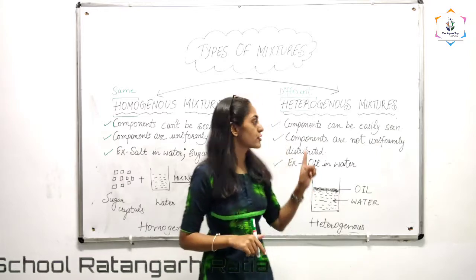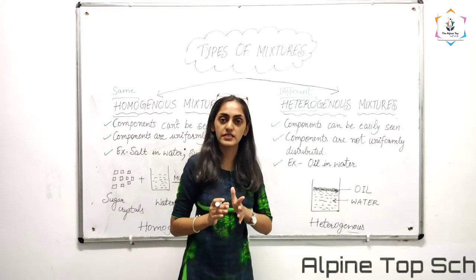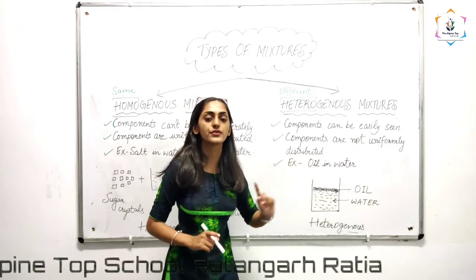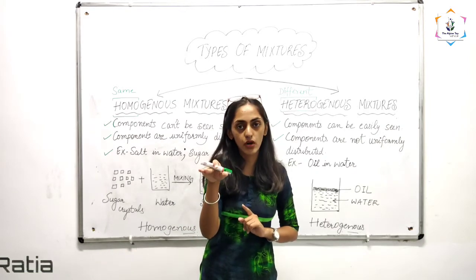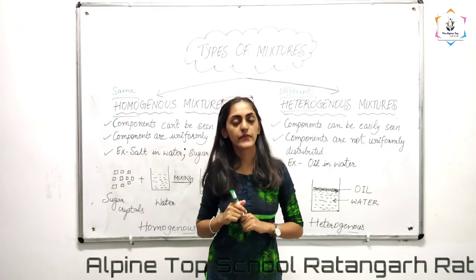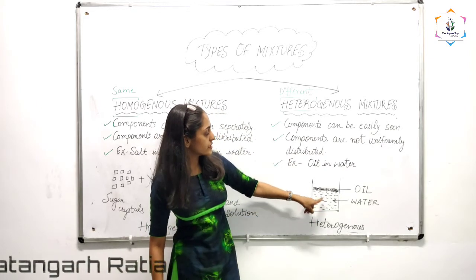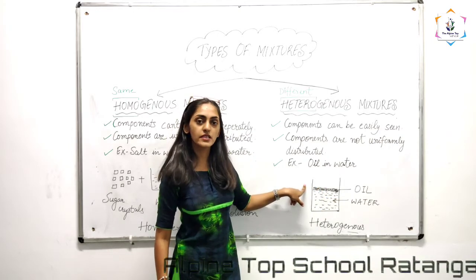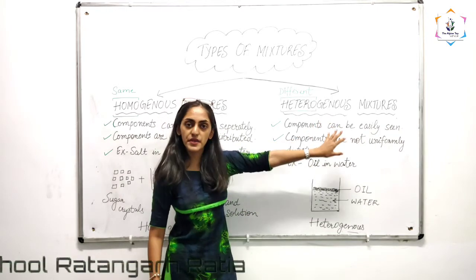So that means the components will be seen. You will be able to see the components, oil and water, differently, and the components will not be uniformly distributed, because on the surface of the water there will be oil and in the lower portion there will be clear water. I have made a diagram like this: below there will be water and on the surface of this beaker there will be oil. This is the example of heterogeneous mixtures.